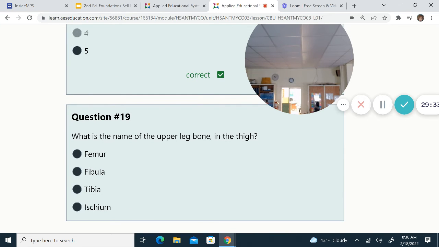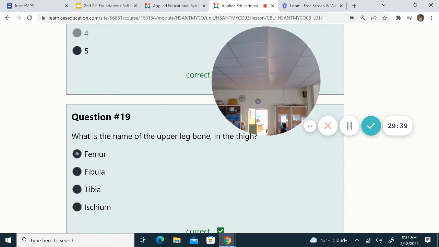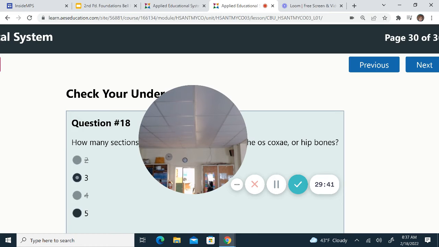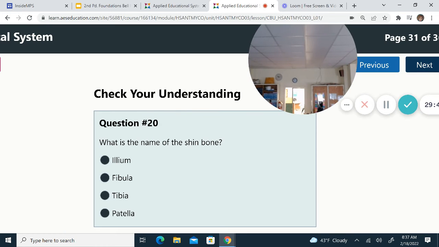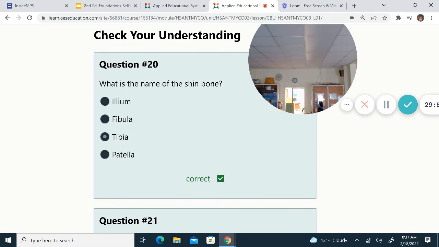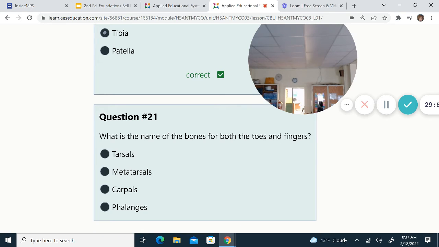All right. Which is the name of the upper leg bone in the thigh? Femur. So that's your femur. What's the name of the shin bone? Tibia. Right, it's the tibia. Name of the bones for both the toes and fingers. Phalanges. Those are your phalanges, right?